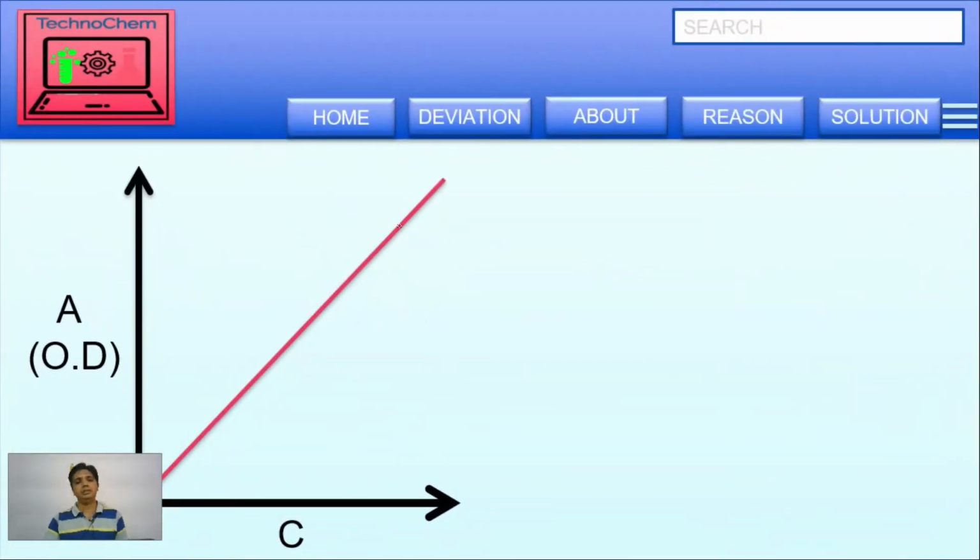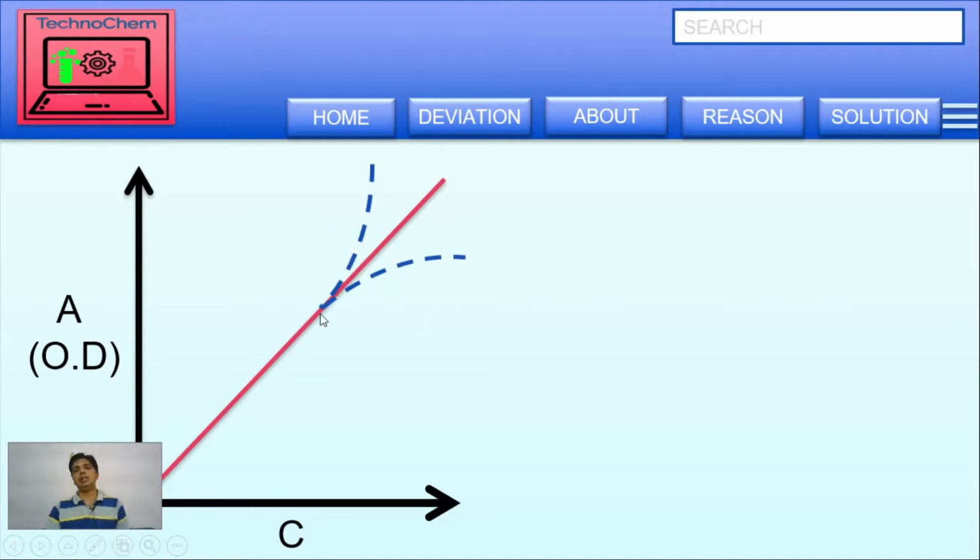This is the ideal straight line of absorbance, that means OD versus concentration graph. Now, if this straight line is observed, then such a graph is found to be following the Lambert-Beer's law. Now, deviation. What do you mean by the word deviation? Deviation means non-linearity. So, if the graph is non-linear, either it shifts upwards or downwards, this is called deviation.